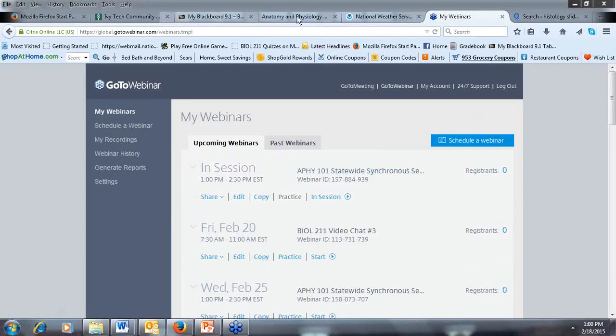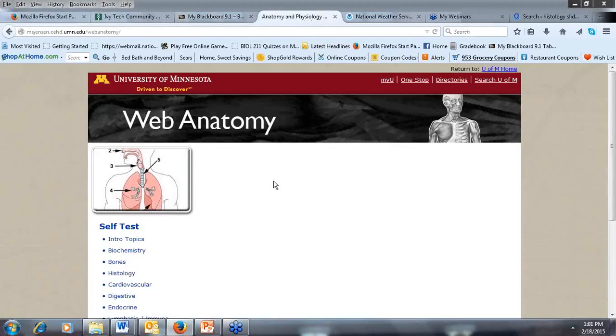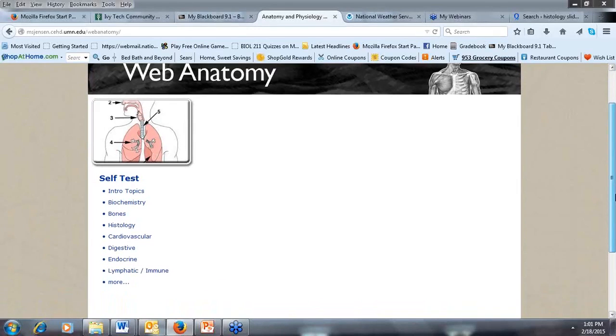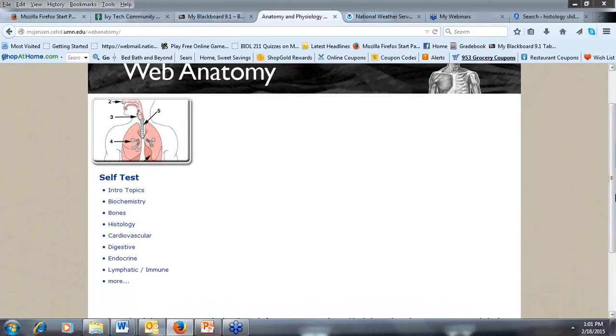All right, so this time last week we looked at tissues and histology. And so one area that I want you to take a look at is this website called Web Anatomy. You can use it for more than just with the tissues. You can use it with a lot of other topics in 101 and also in 102.